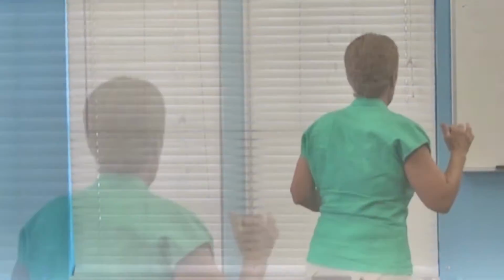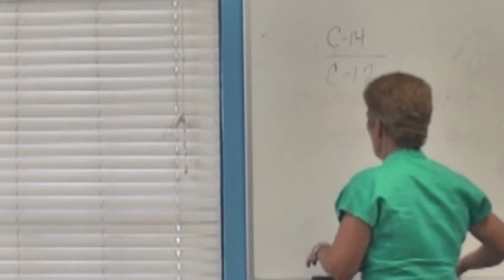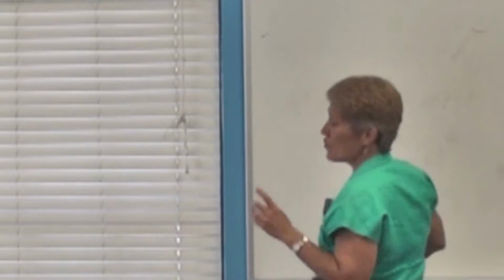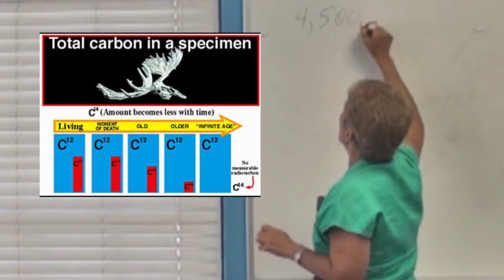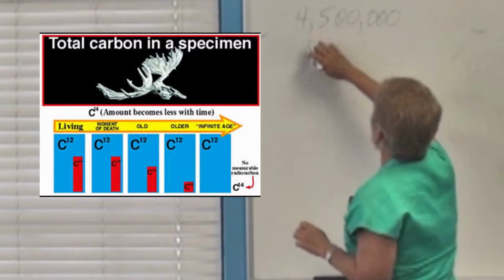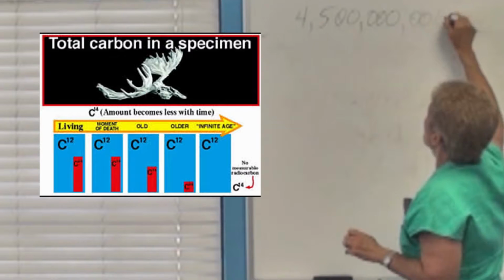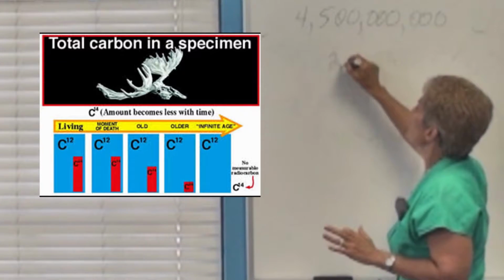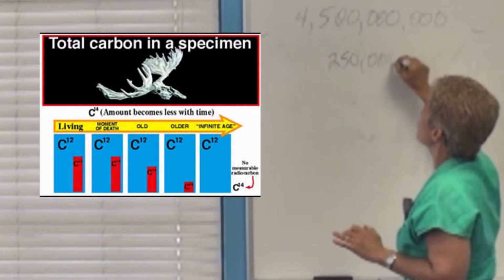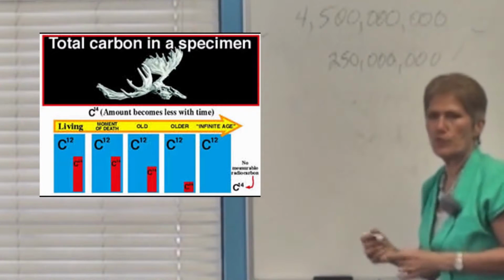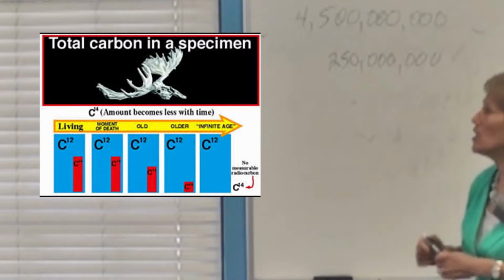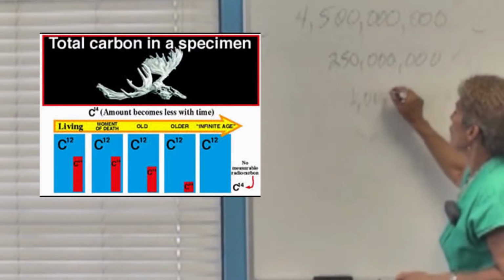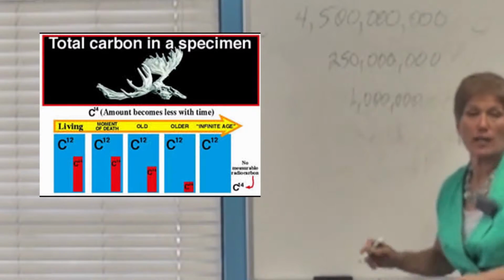Now the trick is this. Fossils that are supposed to be hundreds of millions of years old. Remember, the Earth is supposed to be 4,500,000,000 years old. They found fossils that are supposed to be like 250 million years old. They still have carbon-14 in them. Well, that can't be, because in just 1,000,000 years, all the carbon-14 would be gone.